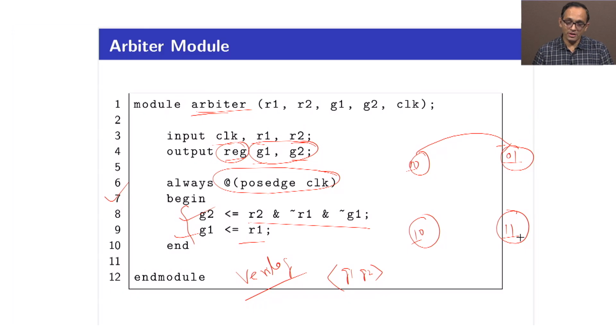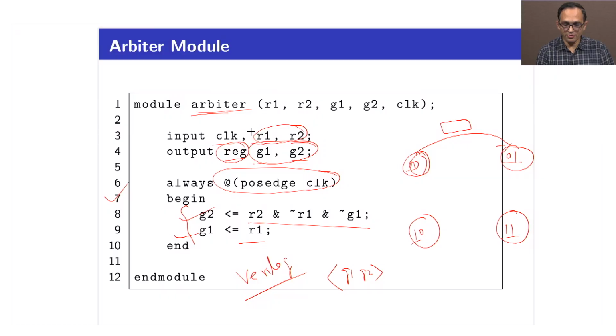If you are in this state and a request comes, then you go to this state. What are the labels for this transition? They will be the inputs, R1 and R2. The clock basically controls the sequential behavior, so it is not considered here, but R1 and R2 are the labels on the state transitions.